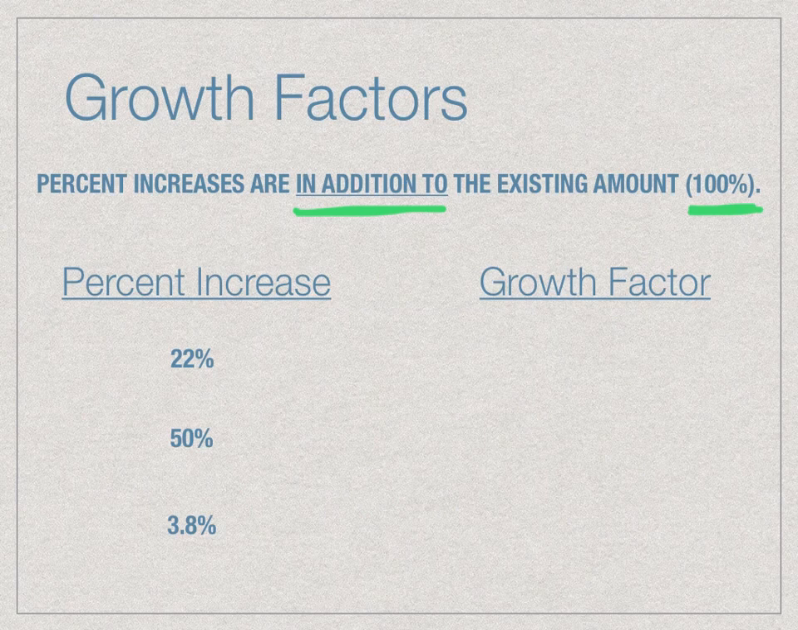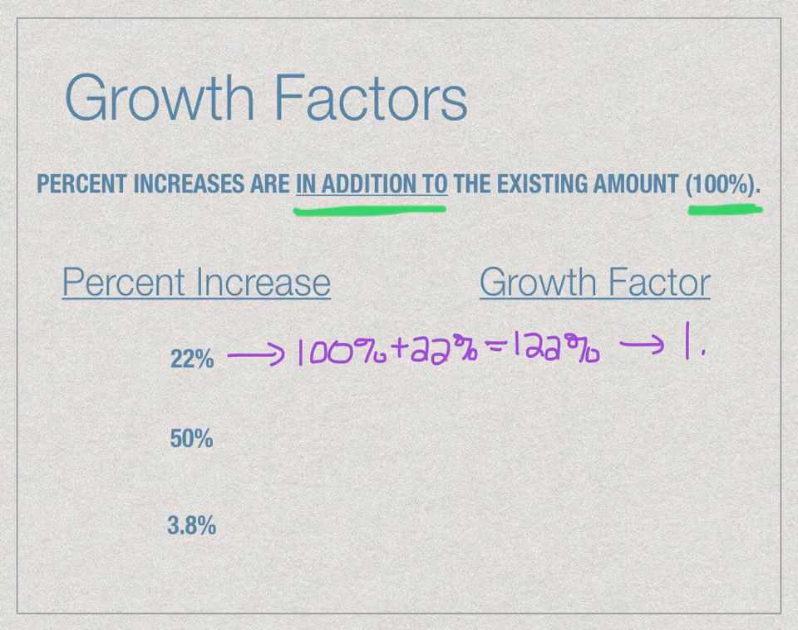So a 22% increase actually means that I'm taking 100% of what I started with and adding 22 to that. So 100% plus 22% would actually give me 122%. And then what I need to do is make that percentage into a decimal. Okay, so what you know about percentages, we always take the decimal point and move it 2 spaces to the left. So that would mean my growth factor here would be 1.22.